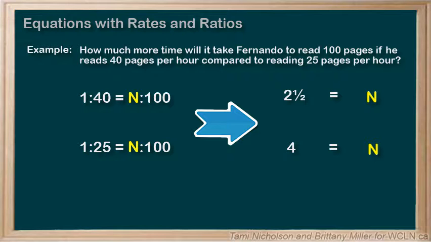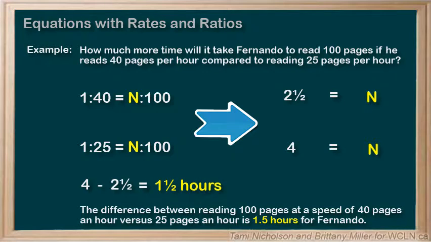To find the difference, do subtraction. 4 minus 2.5 equals 1.5 hours. The difference between reading 100 pages at a speed of 40 pages per hour versus a speed of 25 pages an hour is 1.5 hours for Fernando. Remember, both rates and ratios can be involved in proportion equations.